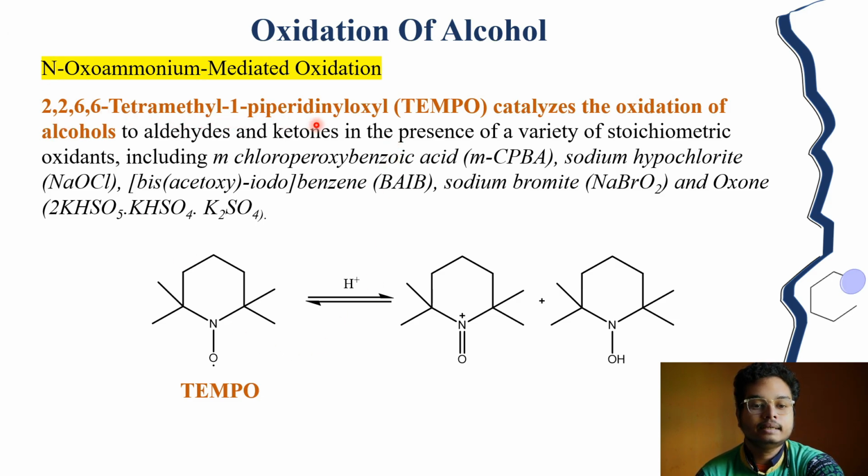So 2,2,6,6-tetramethyl-1-piperidinyloxy, that is TEMPO, catalyzes the oxidation of alcohols to aldehydes and ketones in the presence of a variety of stoichiometric oxidants such as mCPBA, sodium hypochlorite, that is NaOCl, and bis(acetoxy)iodobenzene. These all are oxidants. In acidic conditions, TEMPO will generate the N-oxoammonium ion. This is then used for oxidation of primary and secondary alcohols to their aldehydes and ketones in the presence of this type of stoichiometric oxidant.